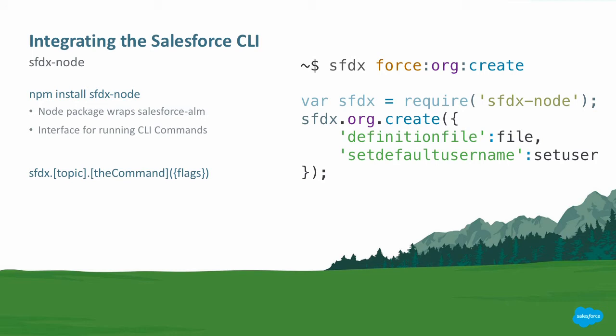So if you look at the top line, that's how we would create a scratch org within the CLI tool. That first part, the force, that's like the namespace for the plugin. The second part is the topic, org. And then the last one is the command, create. So we just do SFDX, the topic, and then the command, and we can pass in any flags that the command line accepts, and it'll just run that node method, basically. And as you can see, the command is camel cased, and if there are nested commands, those will be camel cased as well.